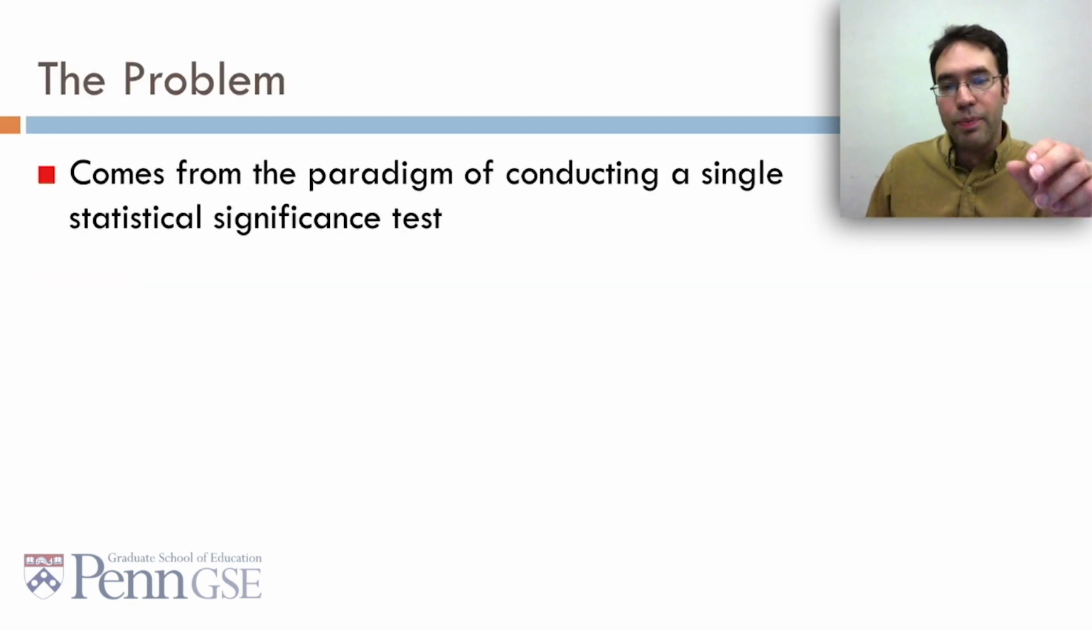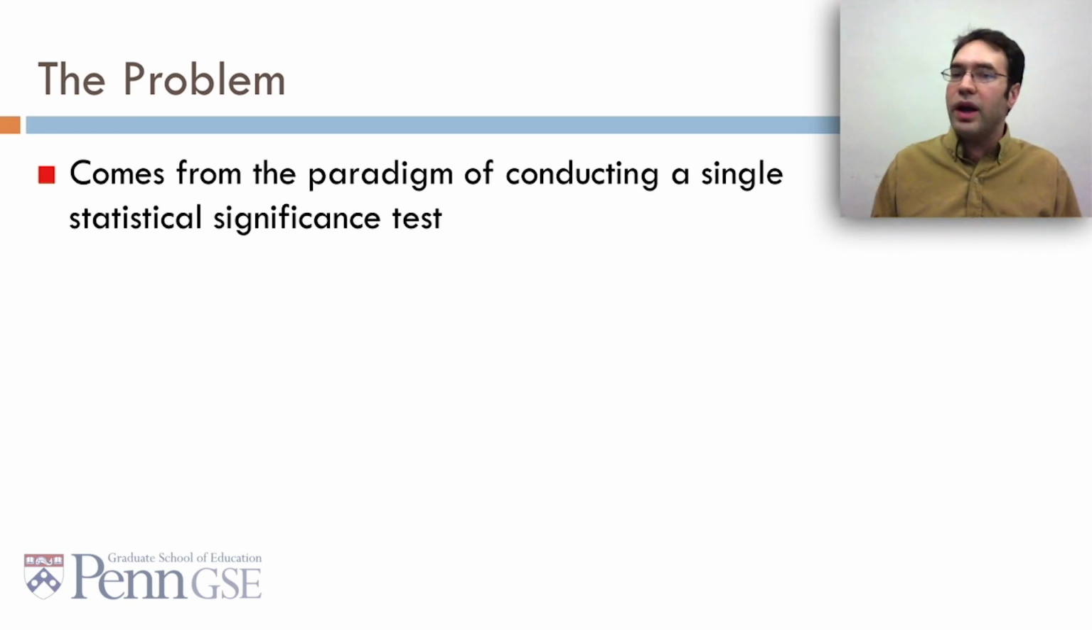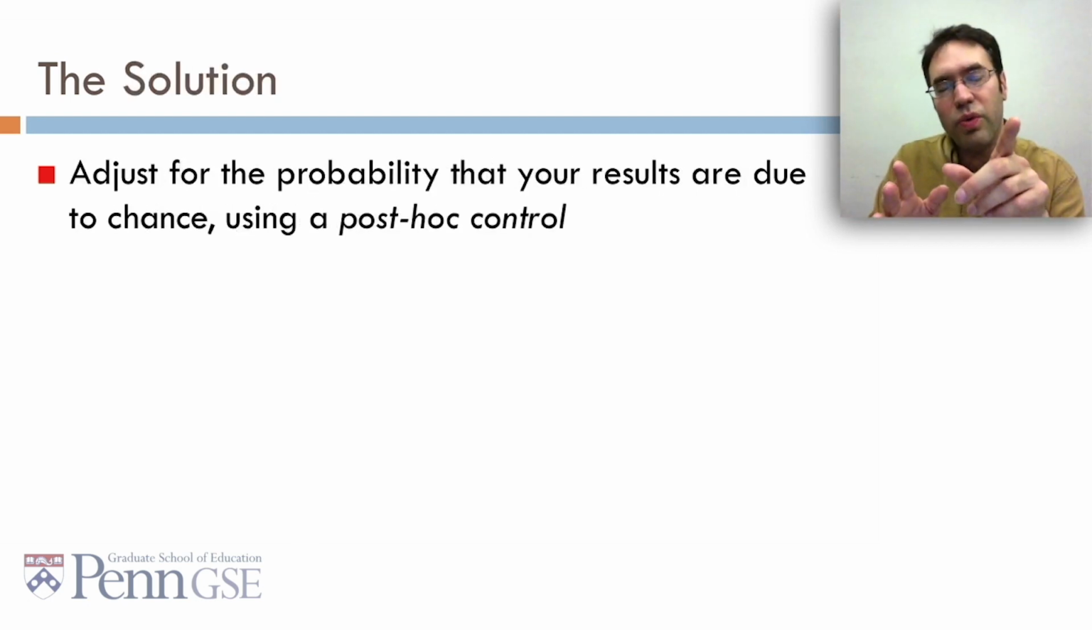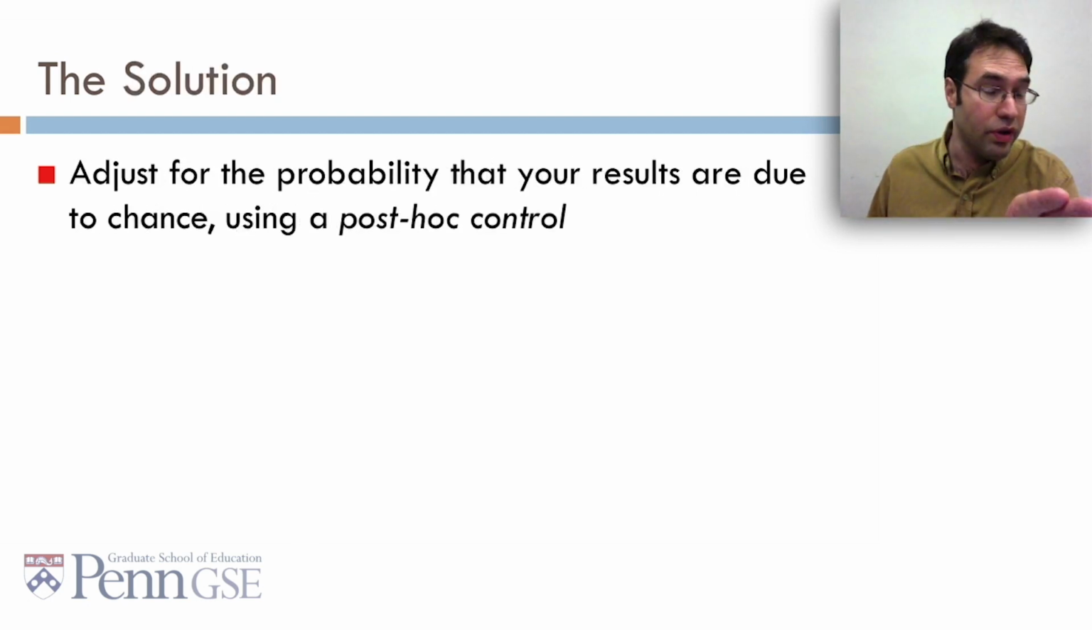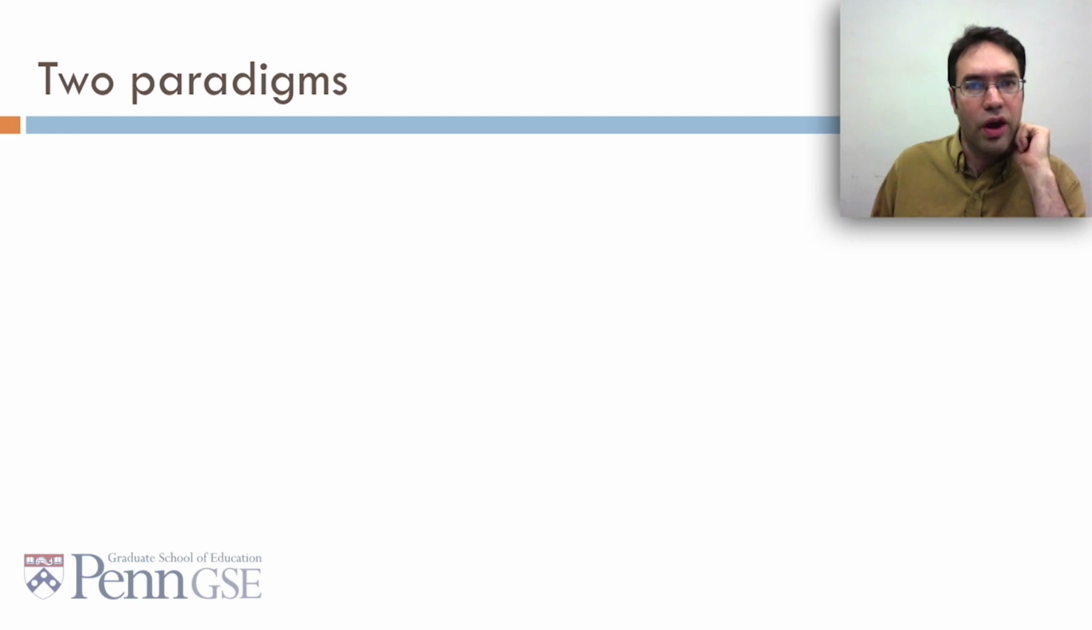The problem comes from the paradigm of conducting a single statistical significance test, and it's kind of why data mining is largely a different paradigm than statistics. But the solution is well known, and that's to adjust for the probability that your results are due to chance using what's called a post hoc control. There are 2 paradigms for post hoc controls.